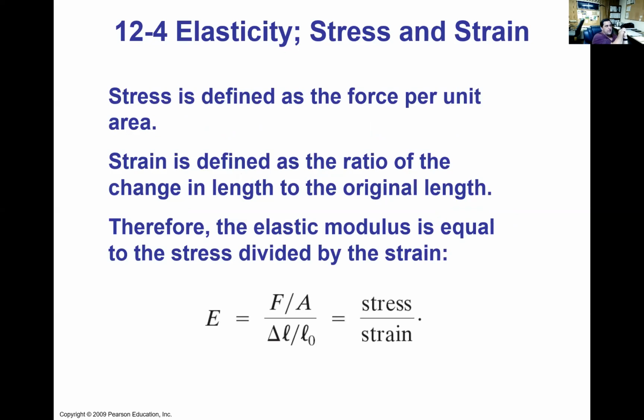So elasticity, stress, and strain. Stress is defined as force per unit area. Stress is force over area, pounds per square inch. Okay, stress. Strain is defined as the ratio of the change in length to the original length. So if you rearrange that elastic modulus equation, elastic modulus is F over A divided by change in length over original length. E, that elastic modulus, is just stress divided by strain.